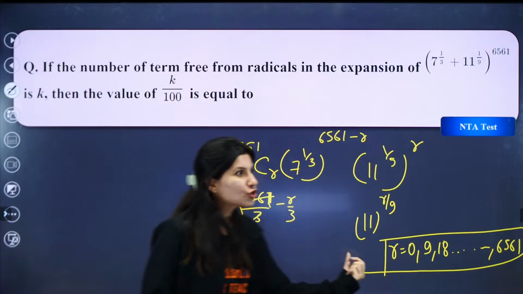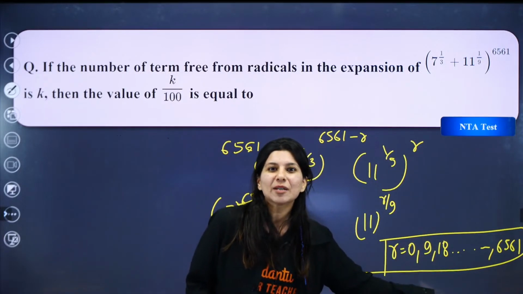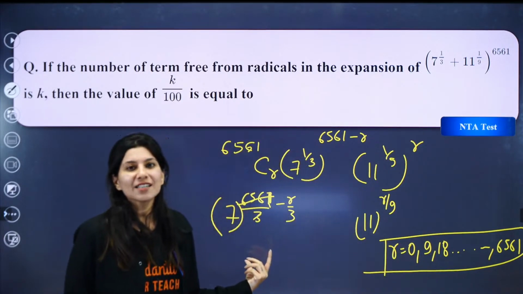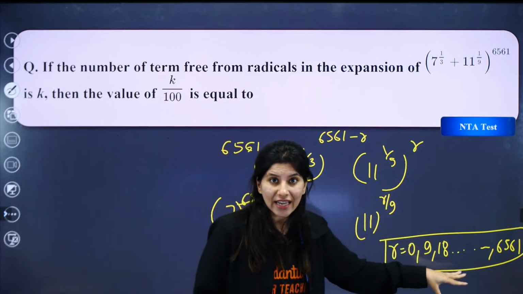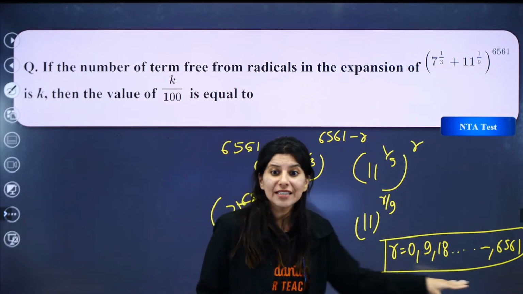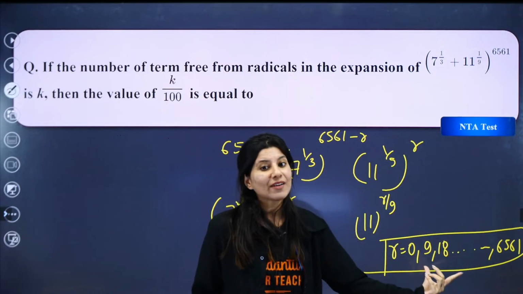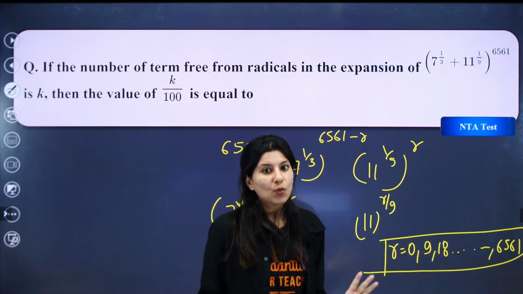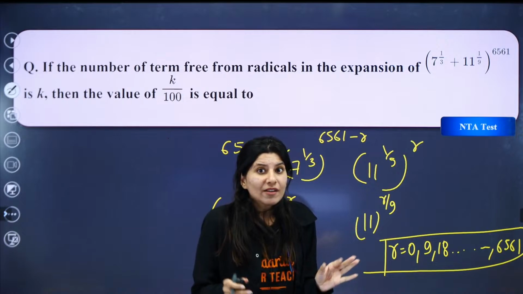But can you see, the shortlisted R are already multiples of 9? So definitely it is a multiple of 3. No need to discard anything, no need to add anything. Only these values you have to calculate. These values of R will only give you terms free from radicals.